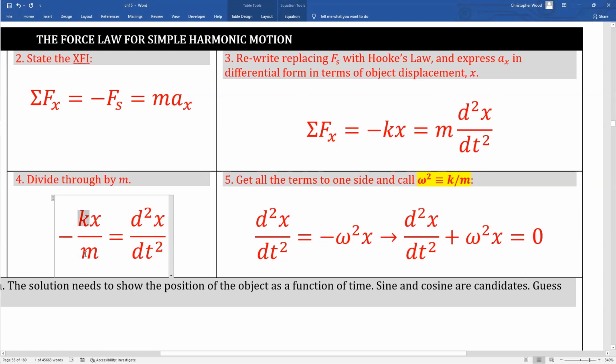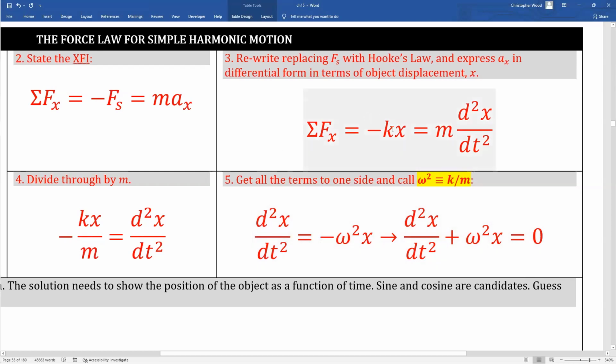So K over M turns out to occur so many times, and this ratio K over M triggers a whole lot of analysis itself. That term, the ratio of K over M, turns out to be very central to a lot of the results. So all I'm saying here is, from now on, let's use this definition. Omega squared is defined as K over M.